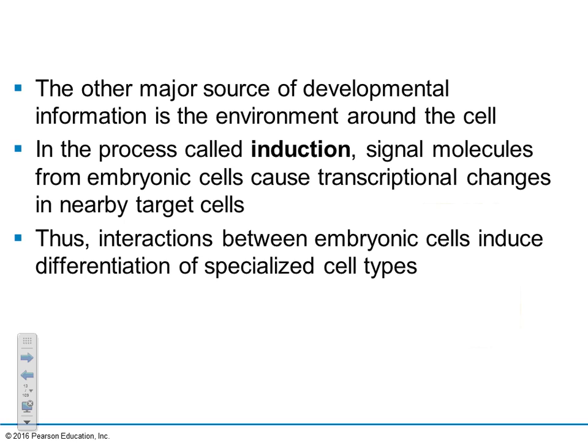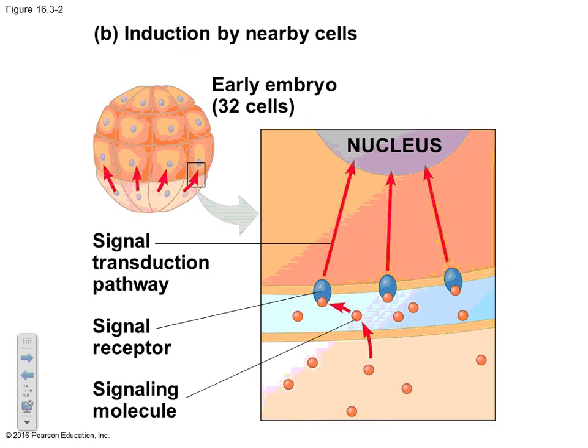So they end up being induced. Those cells that start as cells that can become anything get taken on a path. Those molecules induce those cells to become something specialized. Sometimes it's a matter of one cell inducing another.